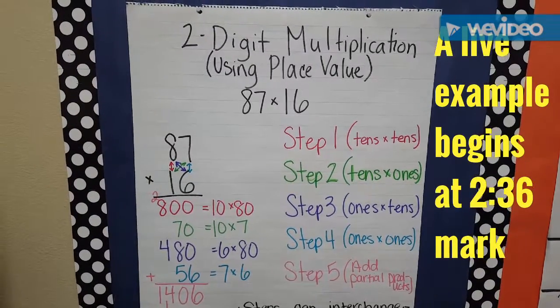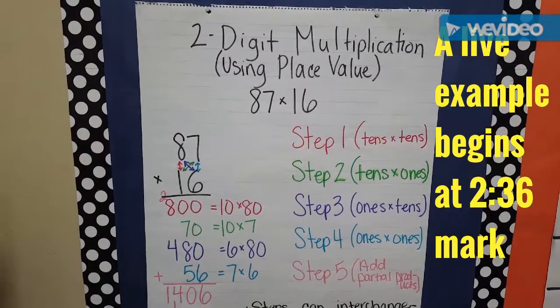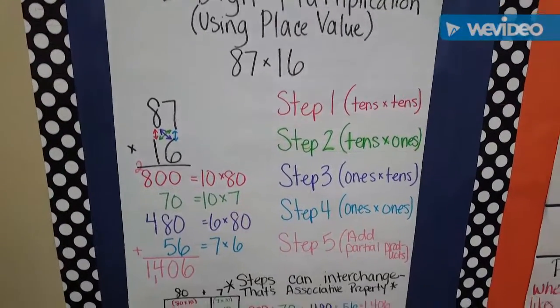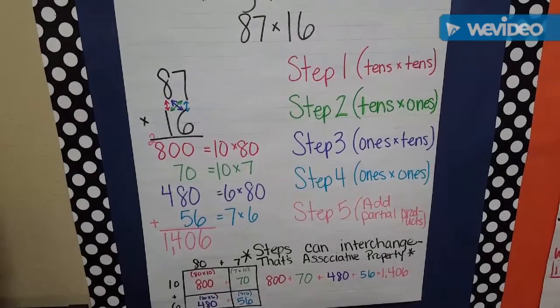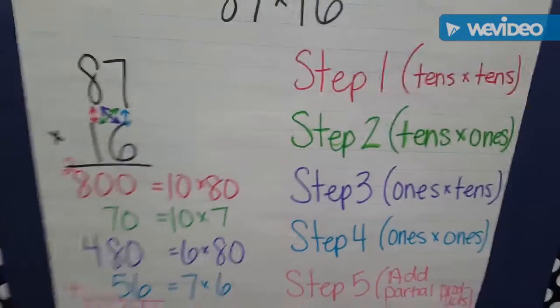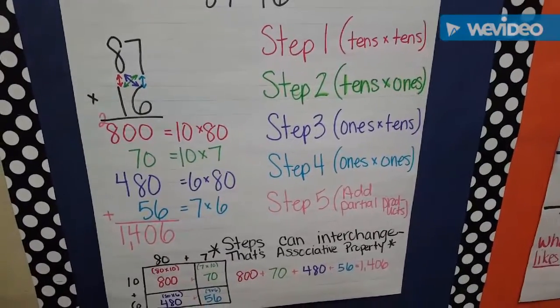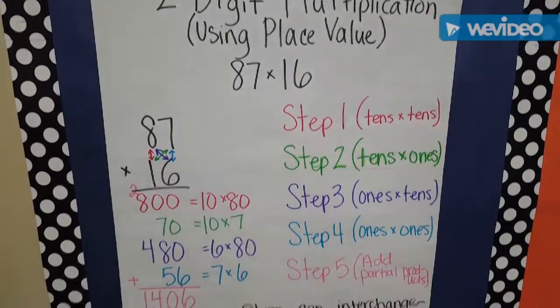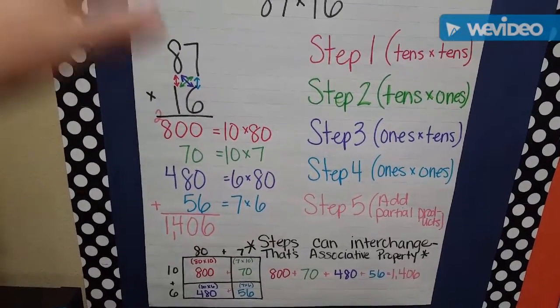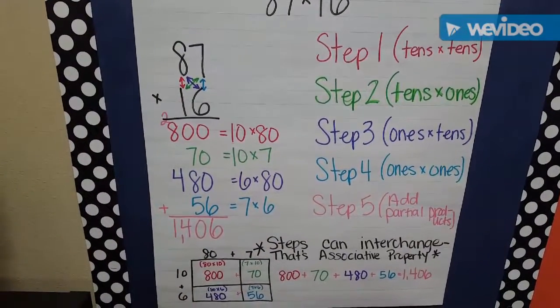Okay, I've decided to create this anchor chart to help follow the steps. Now, all of these steps can be used interchangeably. Eventually, they will be starting in the ones place and multiplying over, just like we did when we were growing up learning two-digit multiplication. But this expands it a little bit so that they can see each step and show every single piece of work.